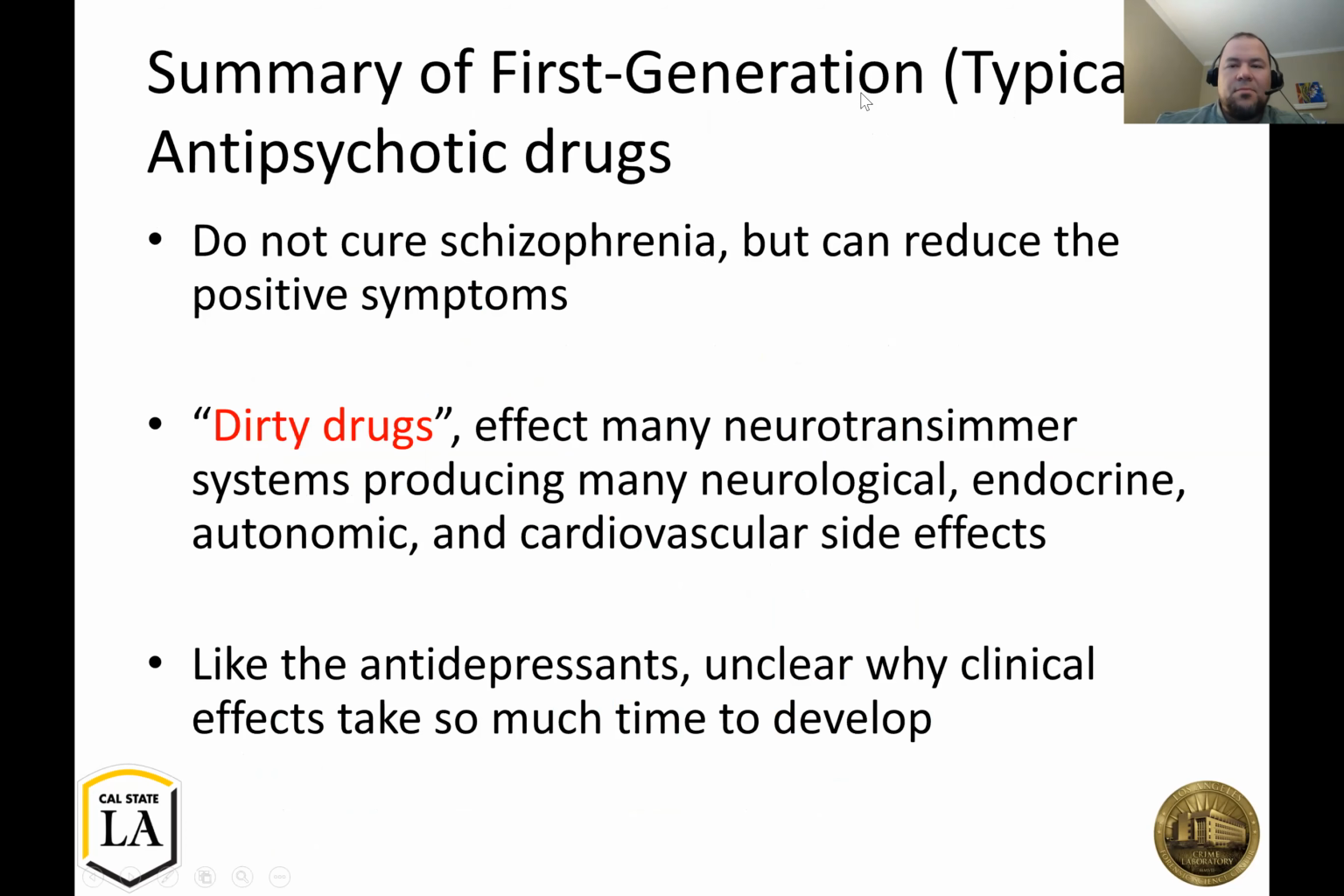So a summary of some of these first generation drugs is that they're not a cure for schizophrenia, but they can reduce some of the positive symptoms. They're considered dirty drugs, meaning that they can affect many neurotransmitter systems, producing many side effects. And like the antidepressants, it's unclear why some of the clinical effects take so much time to develop. So it does take time for these drugs to become effective.